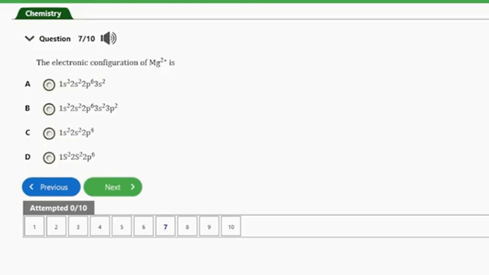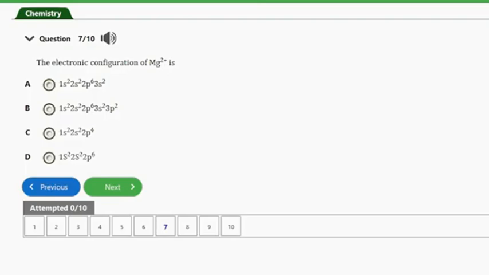That's question number 7. The electronic configuration of magnesium ion here is A, 1s2, 2s2, 2p6, 3s2, B, 1s2, 2s2, 2p6, 3s2, 3p2, C, 1s2, 2s2, 2p4, D, 1s2, 2s2, 2p6. So guys, we know that magnesium has 12 electrons, guys. So in this case, we are looking at magnesium ion.